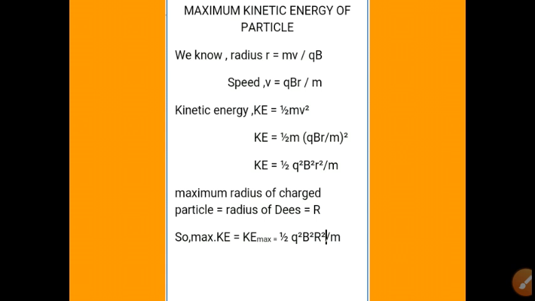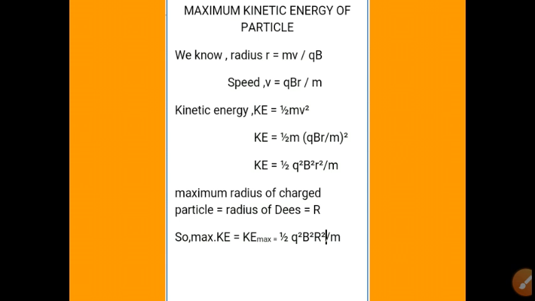Next is maximum kinetic energy of particle. We know the charged particle follows a spiral path, and finally its radius becomes the radius of the semicircular containers, the D's. Therefore, the maximum value of radius is the radius of the D's. We know radius R is equal to m v divided by q B. Therefore, speed v is equal to q B R by m.